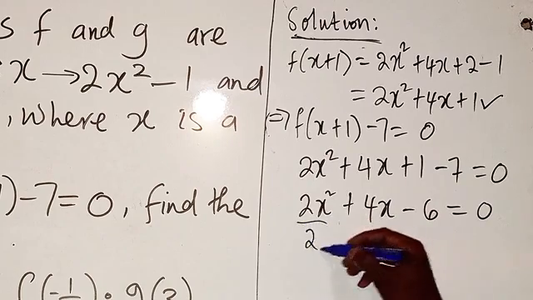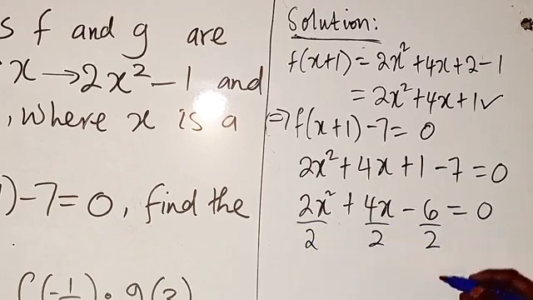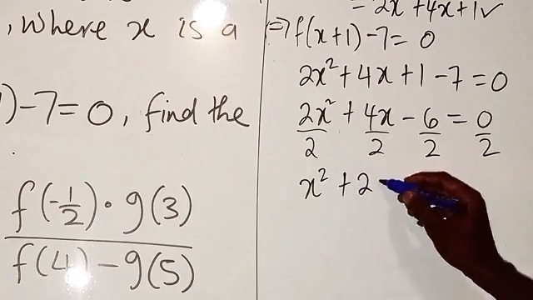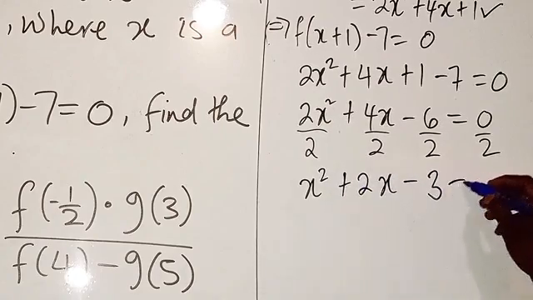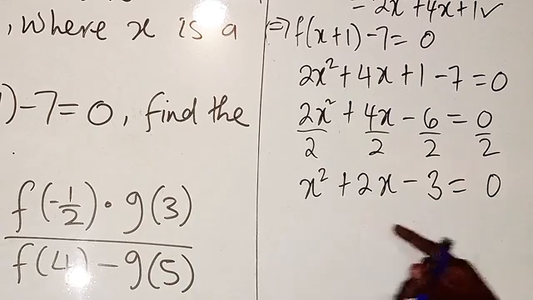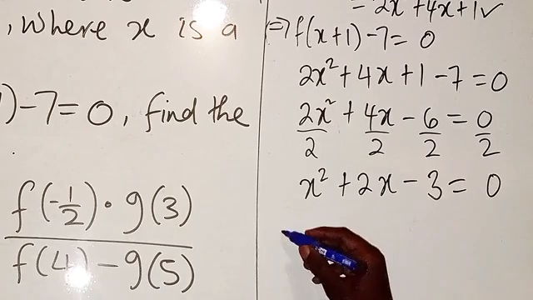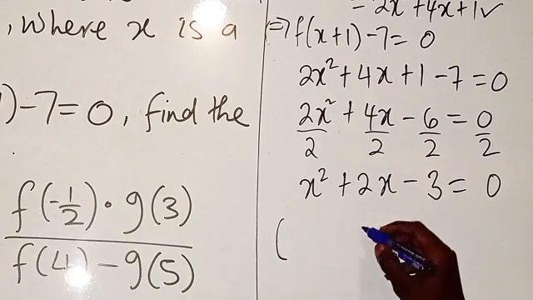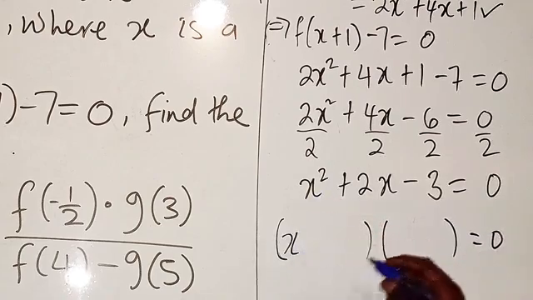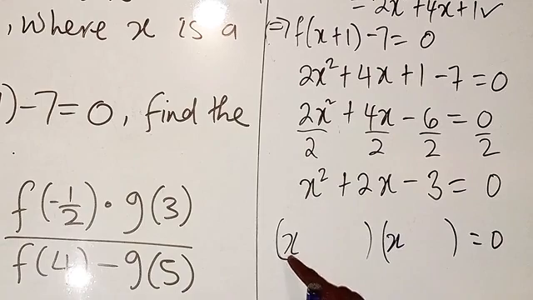It means we can divide everything by 2, and we're going to have x squared plus 2x minus 3 equals 0. So now, which led us to a simpler equation of what? Equation of quadratic. So now when you want to factorize this, it's going to be in this form, equals 0. So we're going to put x here, so that when you say x times x, it will give us this x squared.